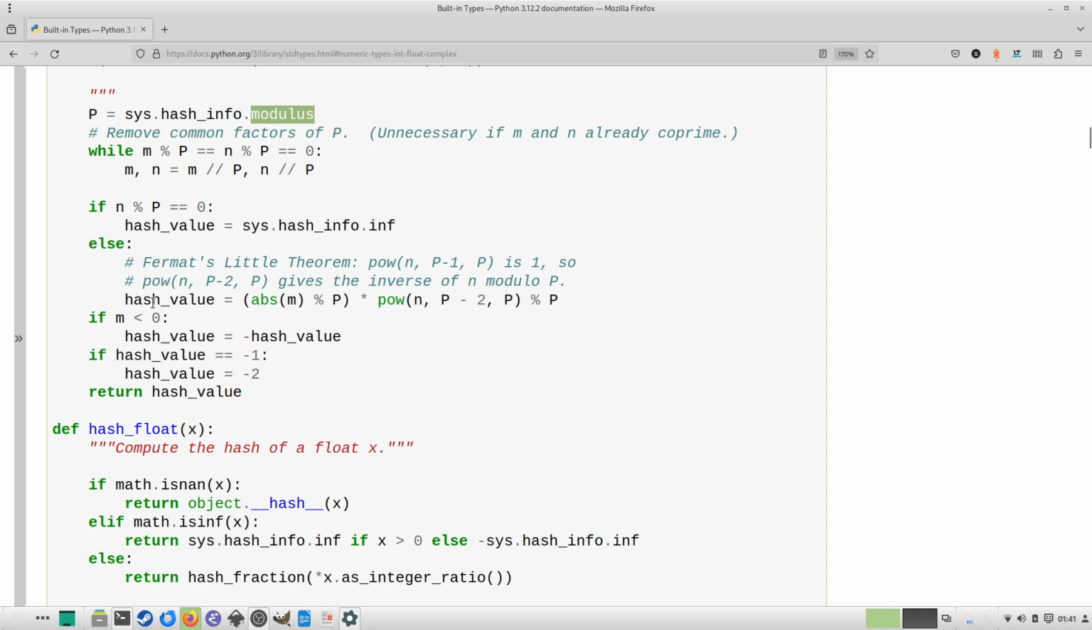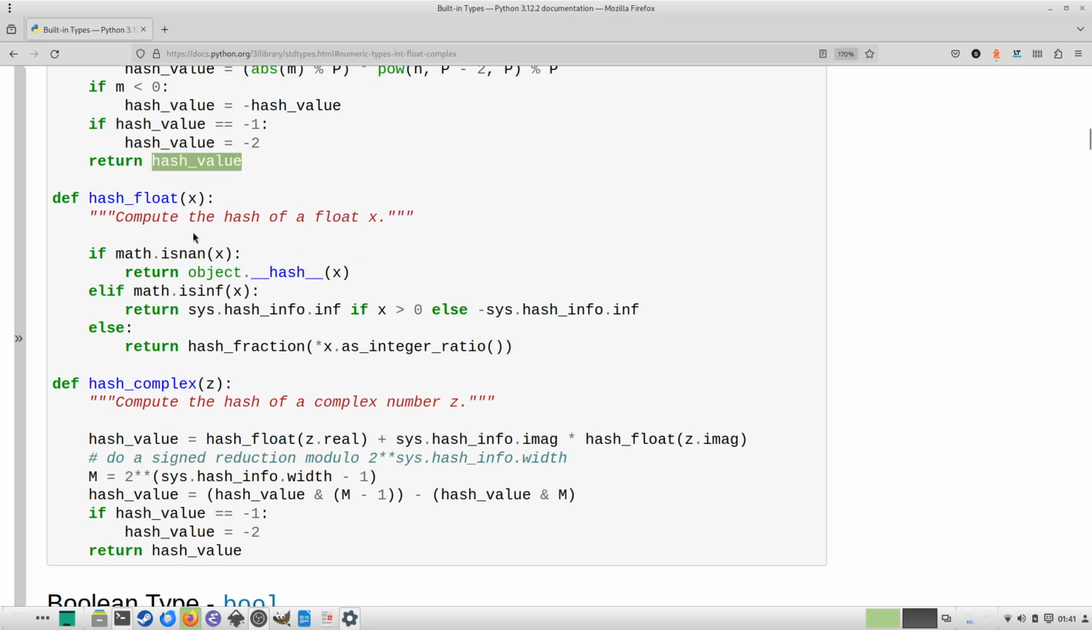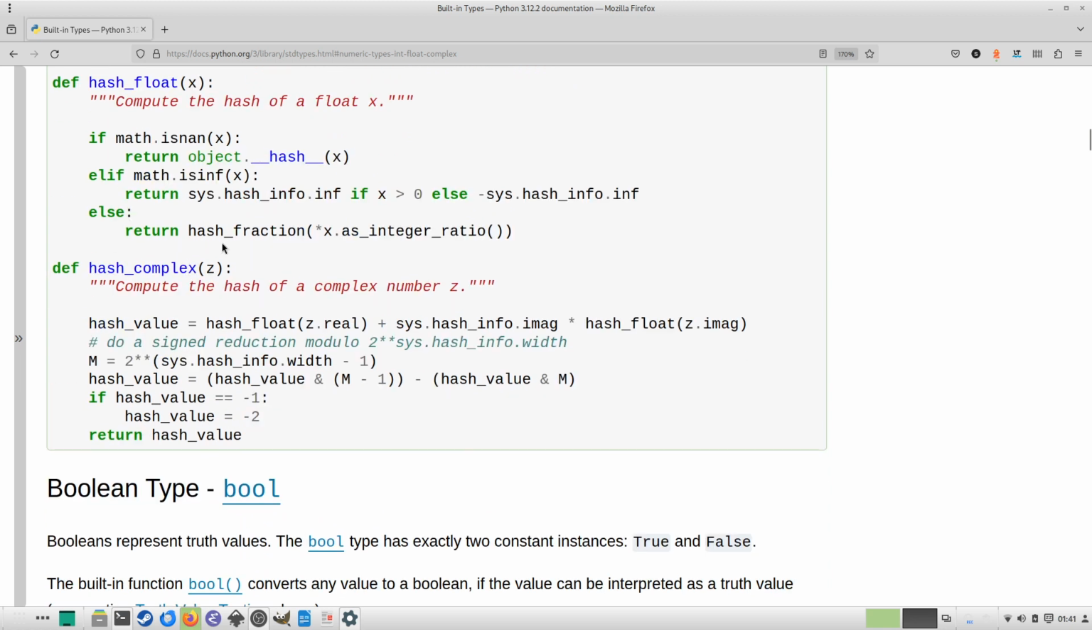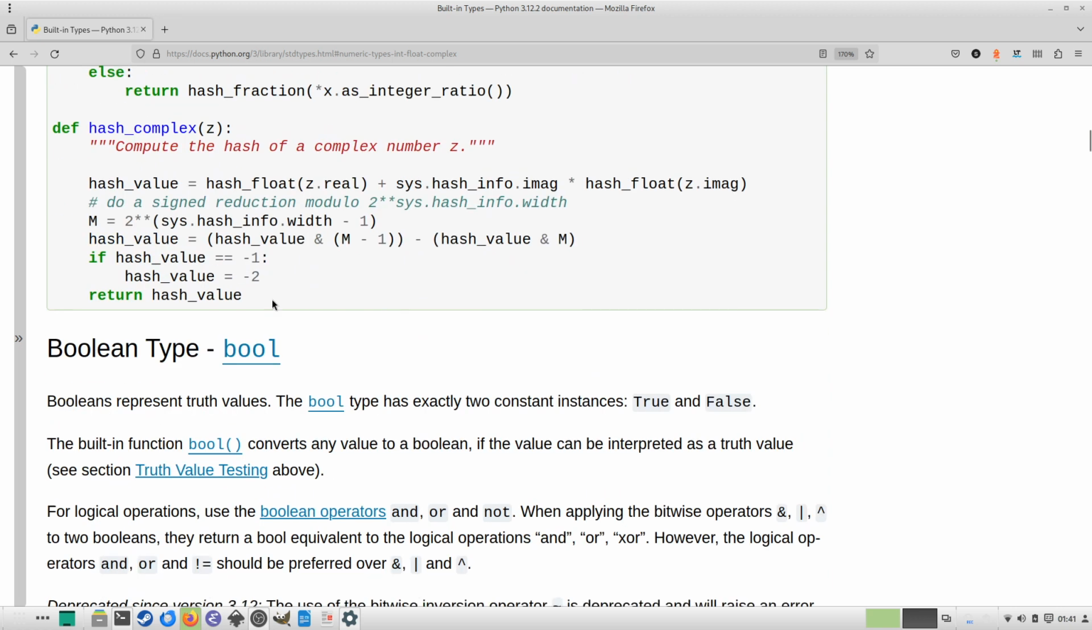Now the hash value is the absolute value of m percentage p multiplied with n comma p minus 2 comma p percentage p. So this is the hash value. If m is less than 0, the hash value is negated. If it is minus 1, then you replace it with minus 2 and return the hash value. Here it is demonstrated how the hash value of a float is constructed, and here we are shown how the hash value of a complex number is computed.